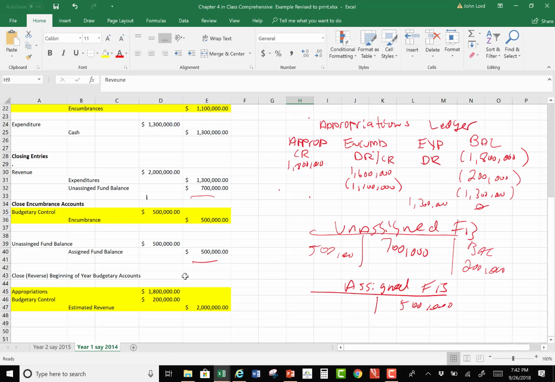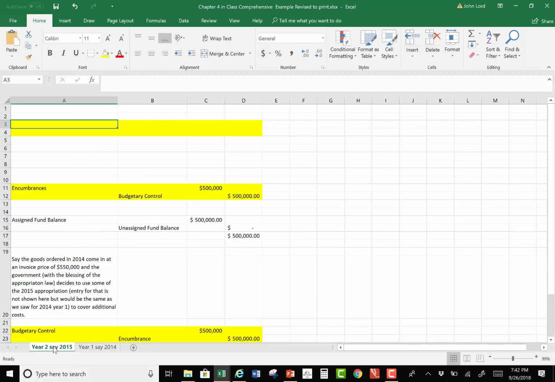Okay, good. Now we get over to the next year. And when we get over to the next year, our first job is to reestablish the encumbrance for the stuff that hadn't come in yet. We've got to put that encumbrance back because we are waiting for that stuff, aren't we? So we put it back. We debit encumbrance, we credit budgetary control. We reverse the constraint on the fund balance. So we take the money out of what?